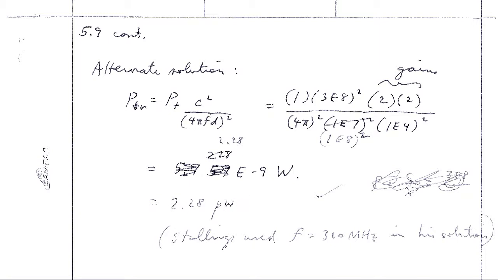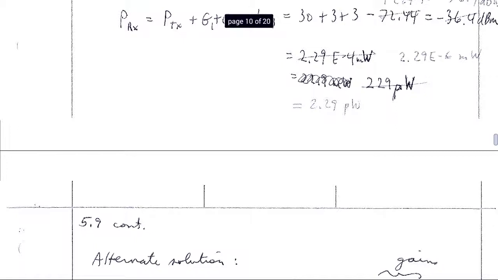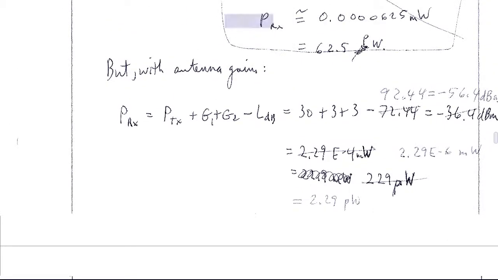And so, apparently I've made a note here that Stallings used a frequency of 300 megahertz in his solution rather than 100 megahertz. So in any case, these are the 2.28 picowatts and minus 56.4 dBm is the answer. Hope that helps.